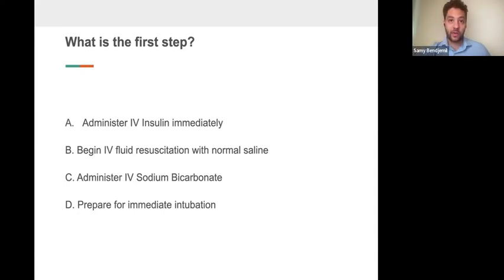Can we allow people to read the question again? Sure, I'll read the question again. What would your initial management be for this patient? A 15-year-old girl who has presented with altered mental status, elevated blood glucose, tachycardia, and acidosis. Would you give IV insulin? Would you begin IV fluid resuscitation? Would you administer sodium bicarbonate, or would you prepare for intubation?